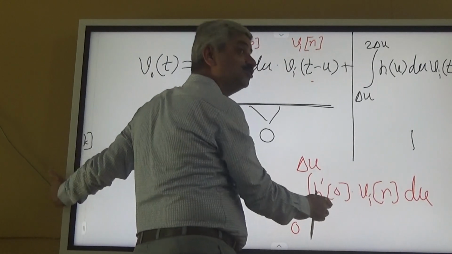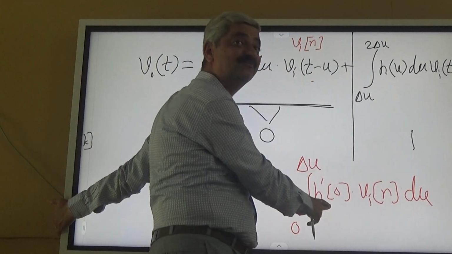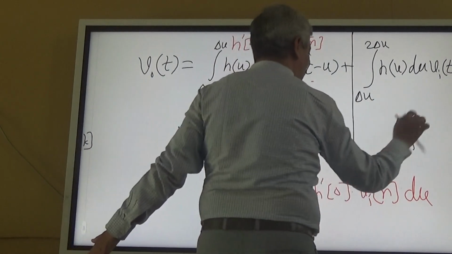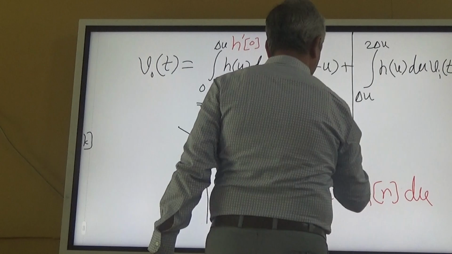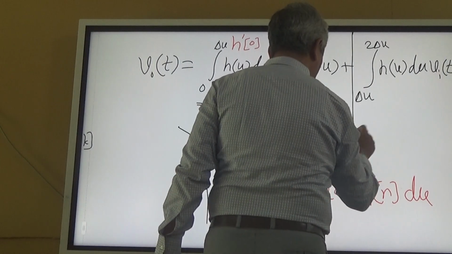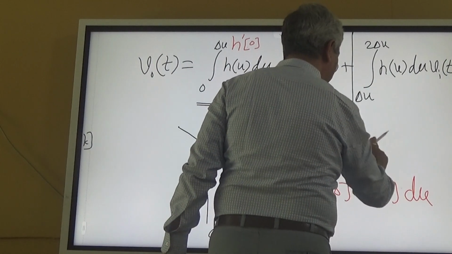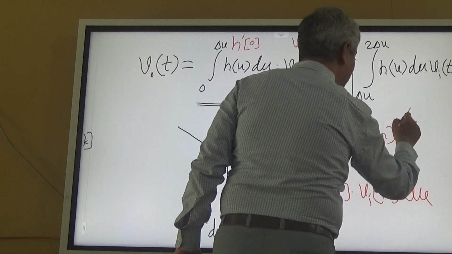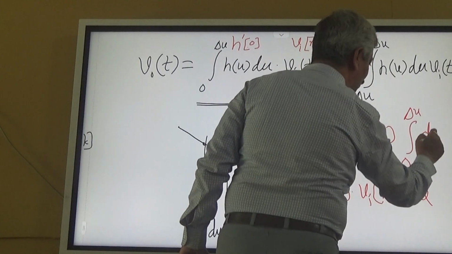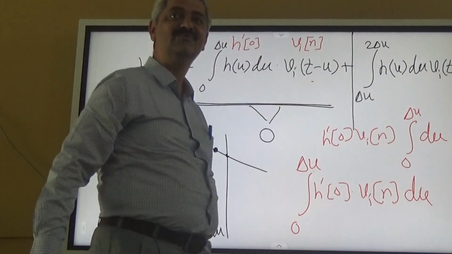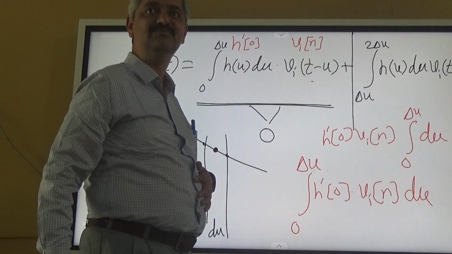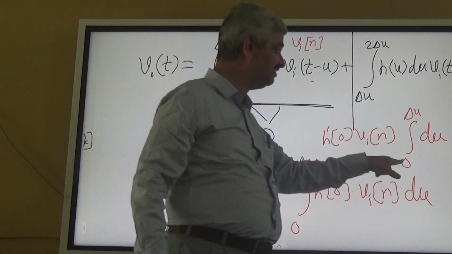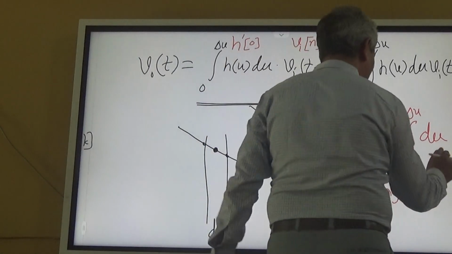Now h dash 0 is constant and not a function of u. This is constant, not a function of u. So what would come out of the integration? H dash 0, v in n, integral 0 to delta u du. What is it now? What is the integration of du? Integration of du, with limits 0 to delta u, so this would be delta u.